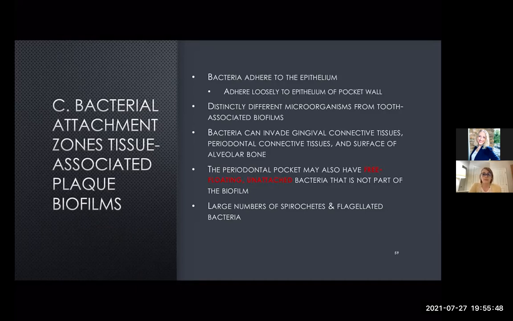There can also be free-floating or planktonic bacteria that's not part of the biofilm colony in the pocket, but most likely what's going to happen is that's going to go to another area and colonize by itself, start a whole new colony. So there are lots of spirochetes. Remember, spirochetes are the really bad ones, and then flagellated bacteria, the ones with the flagella that help them move around.